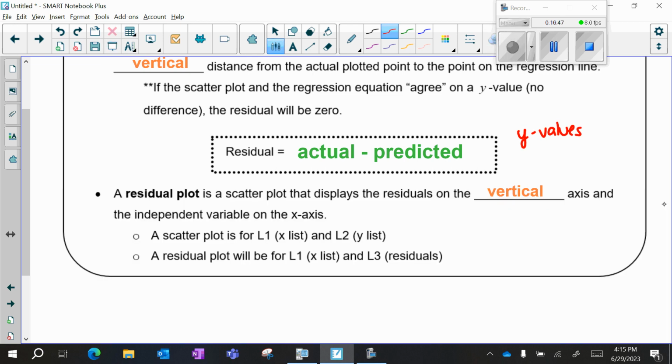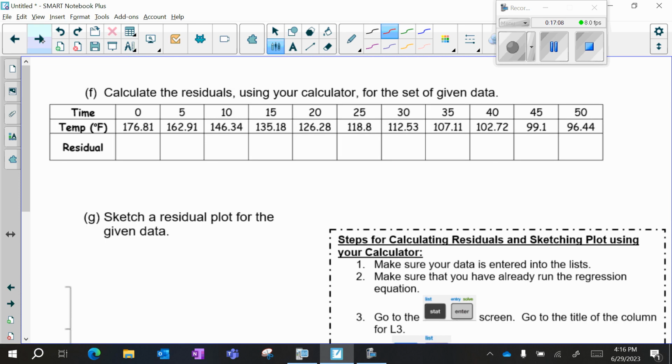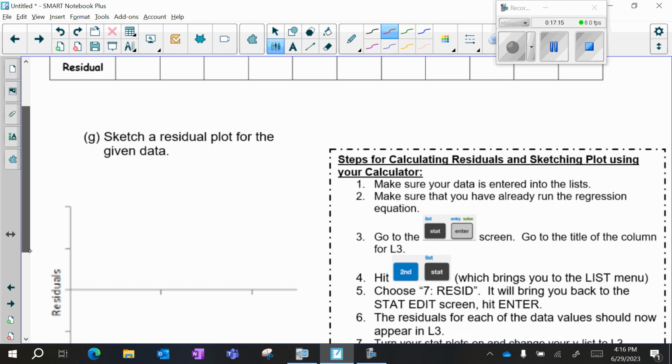And a residual plot is going to be a scatter plot once again, but instead of my L1 and my L2, my X list and my Y list, it's going to be my X and my residual. And it's going to be listed as your vertical axis is a residual. And I'm going to show you how to do that with the steps on the calculator as well. So I want to use our calculator to find our residuals here, and graph a picture of it.